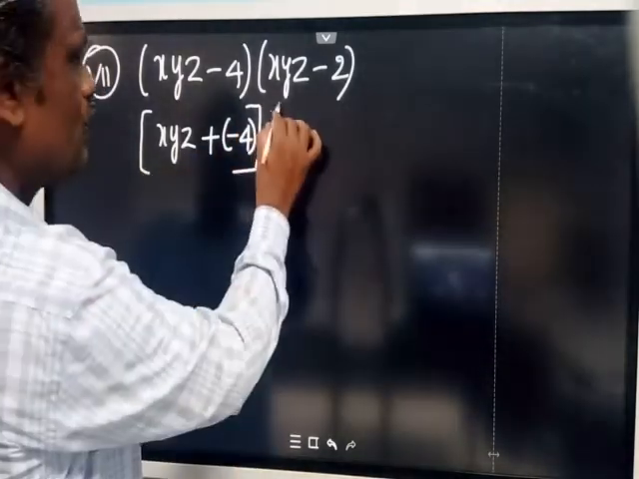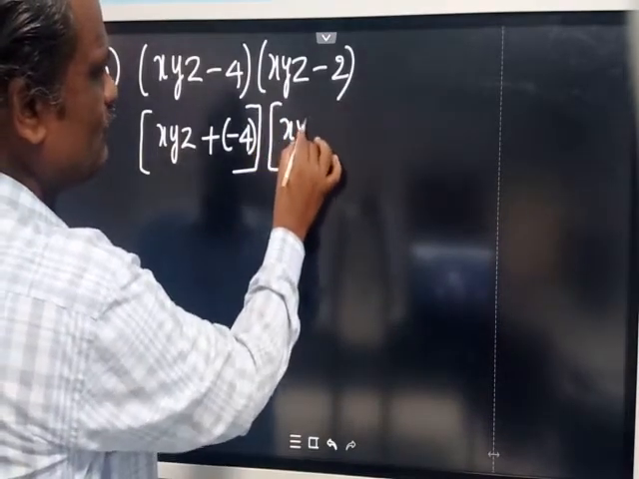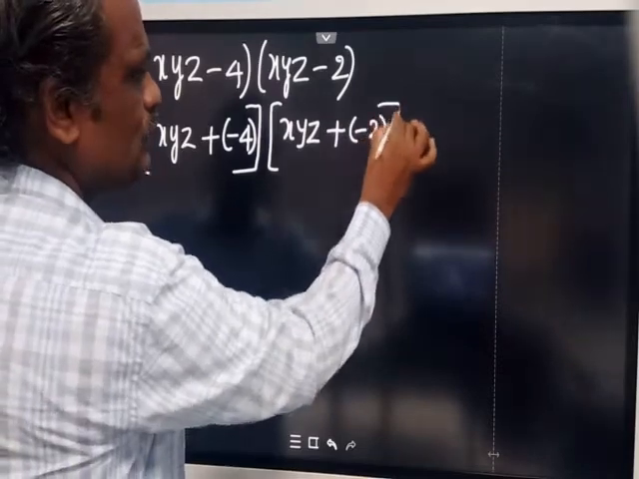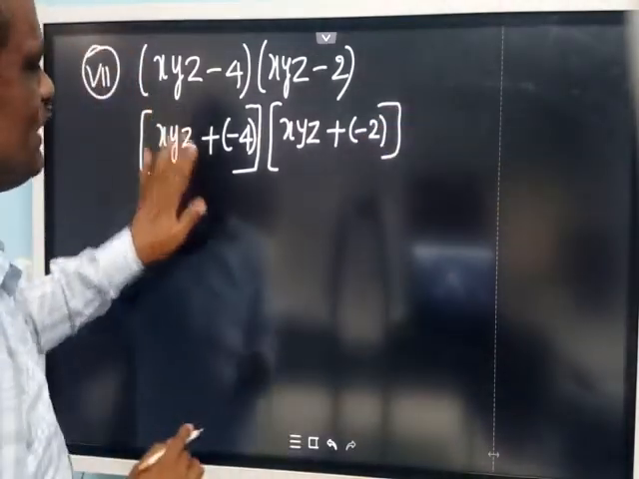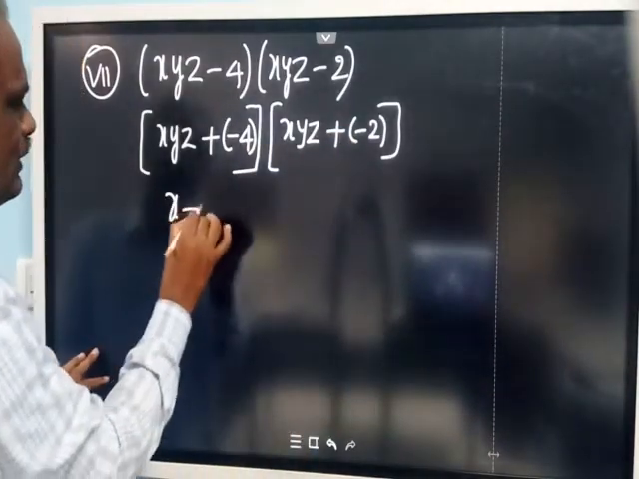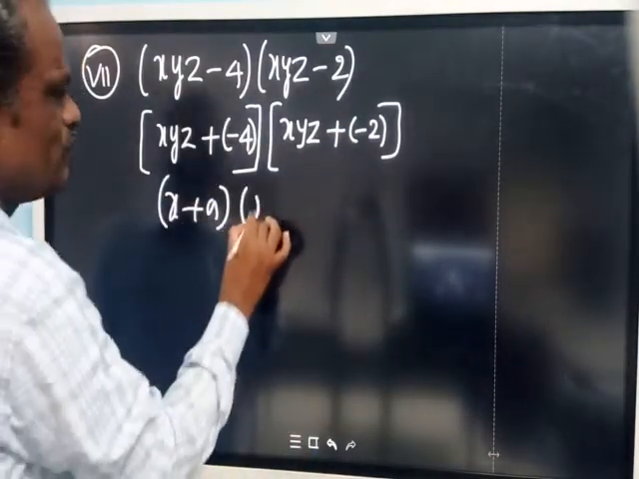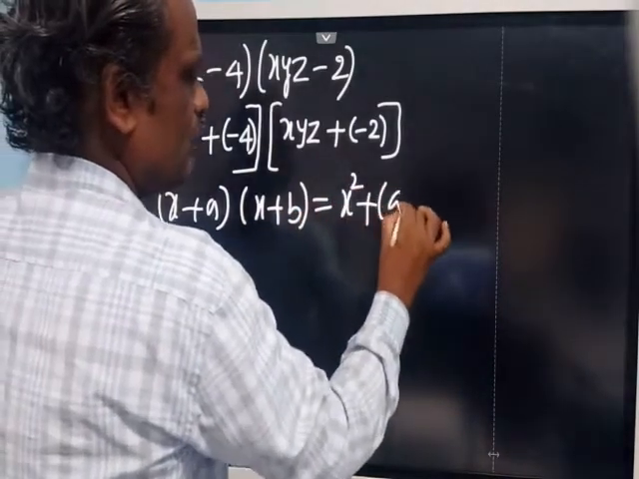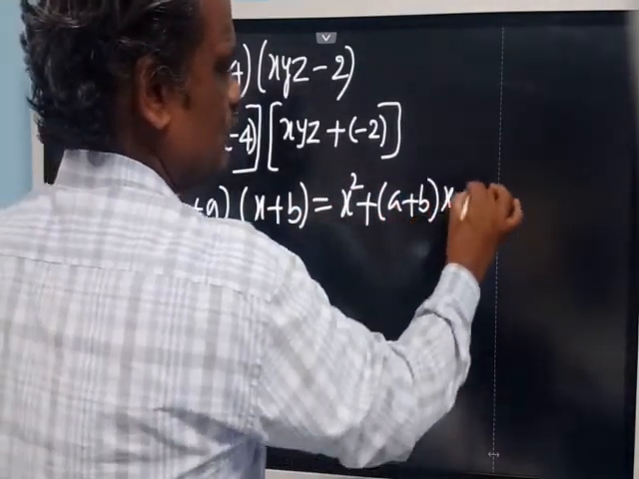Okay. Now come to the second one. xyz plus of minus 2. Look at this. Now it is in the form of x plus a, x plus b. So let us write the formula. x plus a into x plus b is equal to x square plus a plus b into x plus ab.